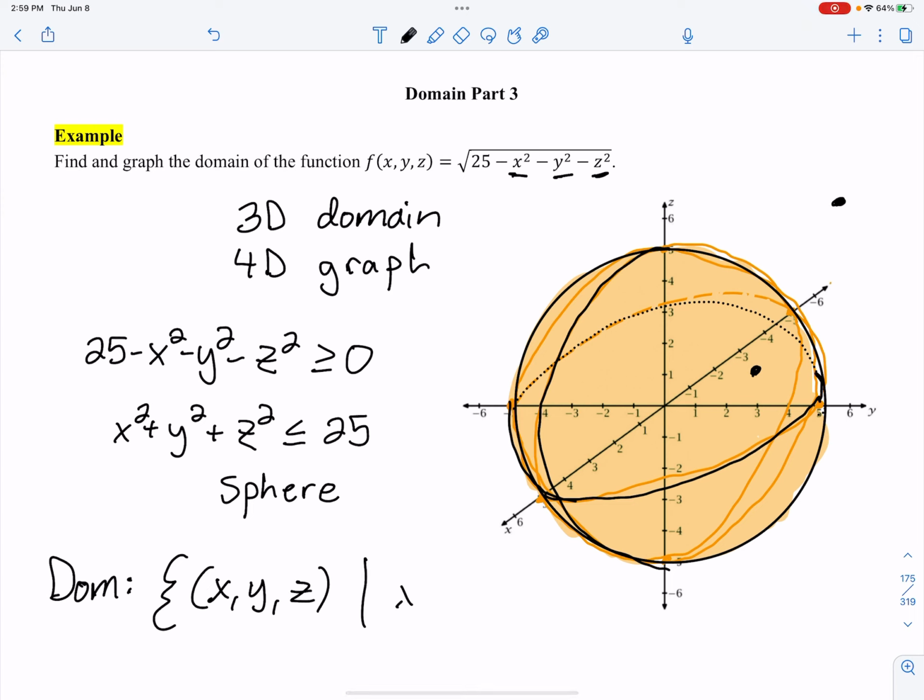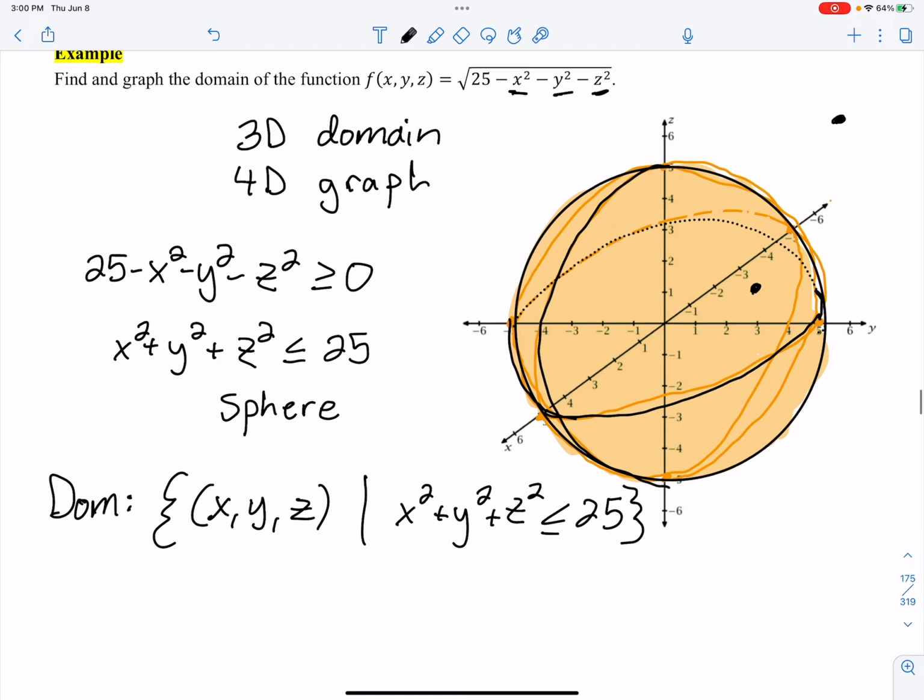Such that x squared plus y squared plus z squared is less than 25. And that's the solid sphere there. All right, let's get another rep of this.